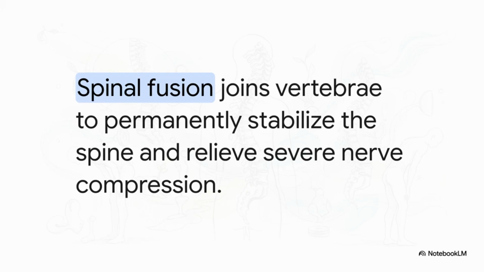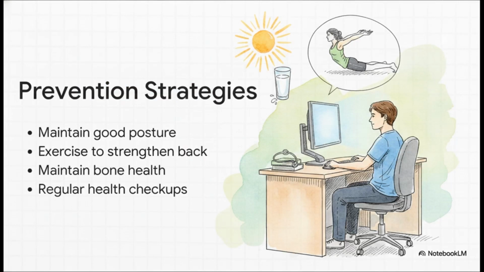But for the vast majority of us who are just dealing with everyday postural strain, the power of prevention is entirely in our hands. Maintain good posture. Seriously, elevate your screens to eye level. Exercise regularly, specifically targeting your core and back strength to build a natural muscular corset for your spine. Maintain your bone health by making sure you get enough calcium and vitamin D. Make time for regular health checkups.